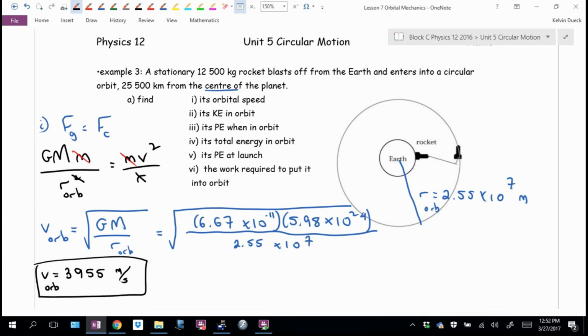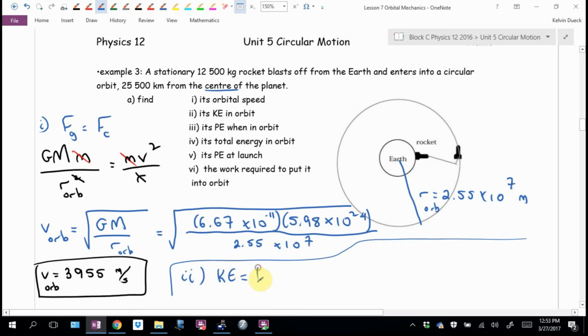Good John, Kevin? Ready? Kevin, what does part 2 want me to find? Kate. I'm a little worried because there's a TOC next door. I'll ignore that, though. We'll just hope. KE, kinetic energy. Okay. Kinetic energy hasn't changed since Physics 11. That's going to be a half mv squared. And I guess, Kevin, v orb squared, right? That would be the kinetic energy in orbit would be a half m v orbit squared.